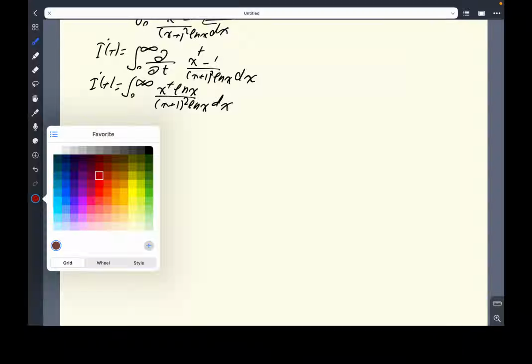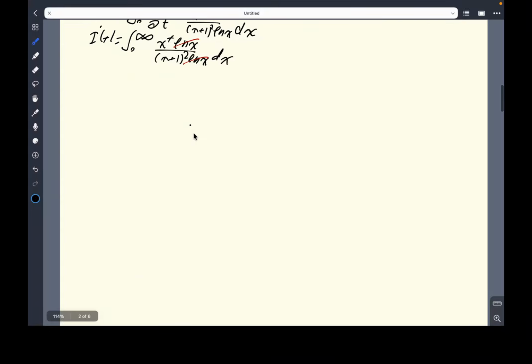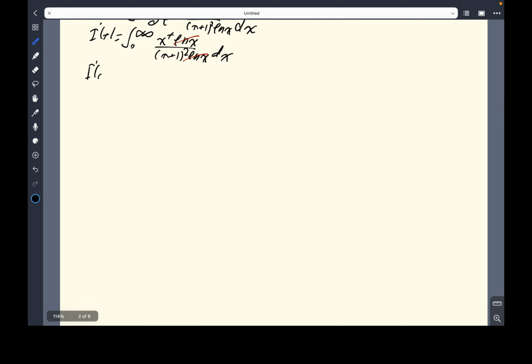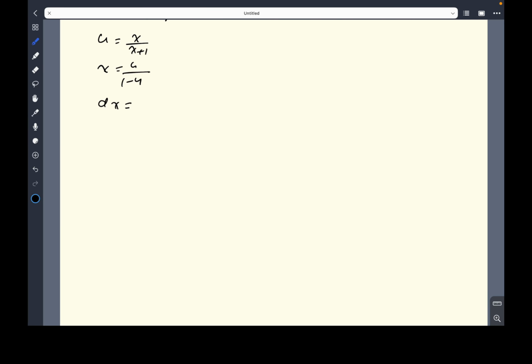So these ln x's are going to cancel out, and that makes our work simpler, because the ln x was the problem here in the denominator. So I prime of t is the integral from 0 to infinity of x to the t over x plus 1 squared dx. What I'm going to do now is define u to be x over x plus 1 and x to be u over 1 minus u. So dx, according to the quotient rule, is 1 over 1 minus u squared du.